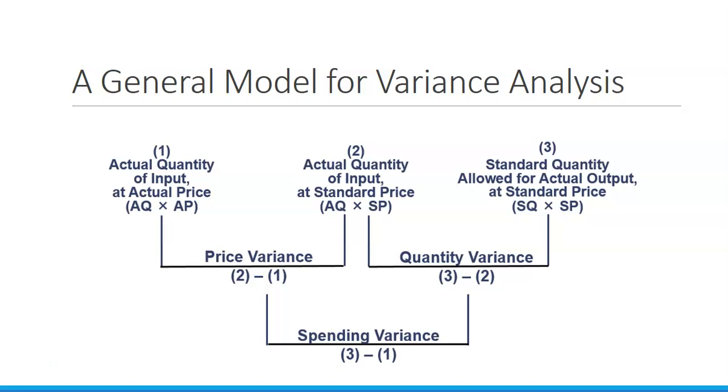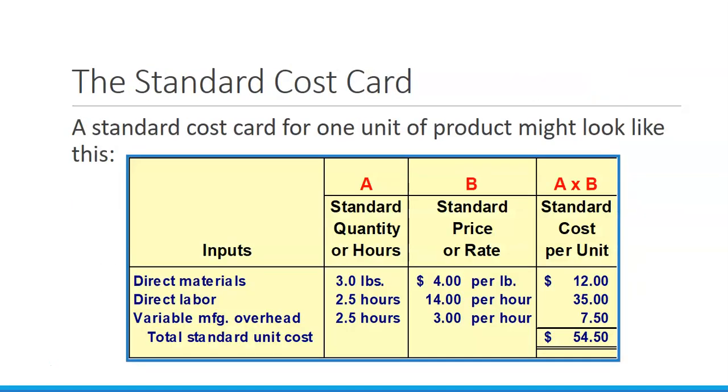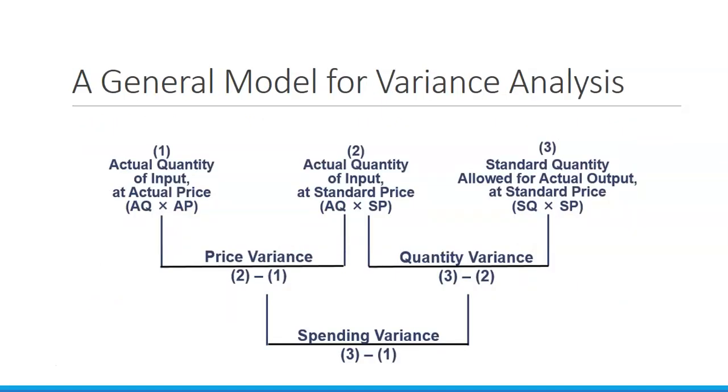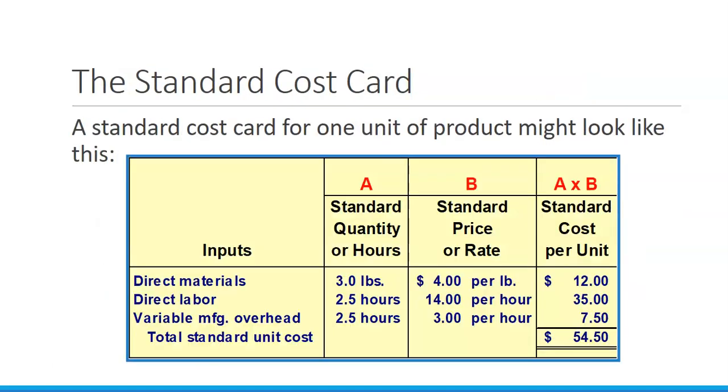What that means is, if we go back and look at this standard card, and we say we made 40,000 units, then our standard quantity allowed for actual output for 40,000 units would be 40,000 times 3 pounds, because that's our direct materials, times $4 per pound.